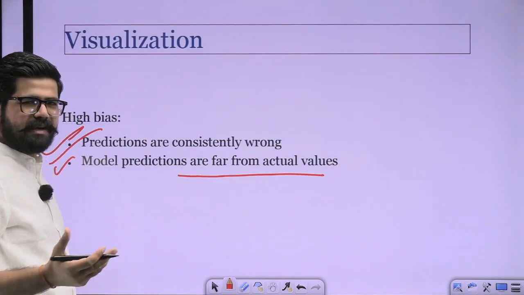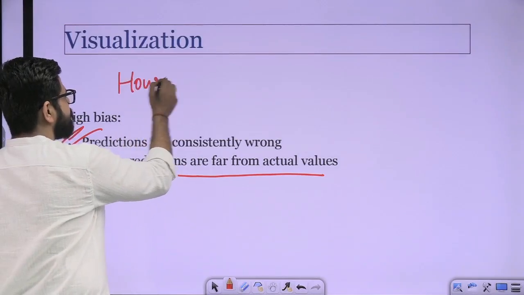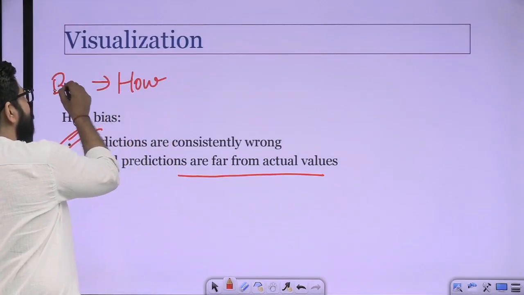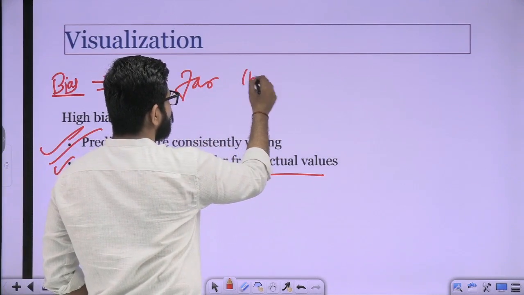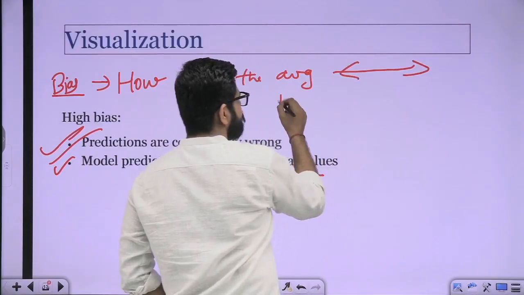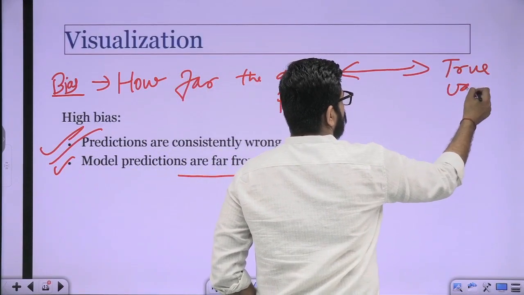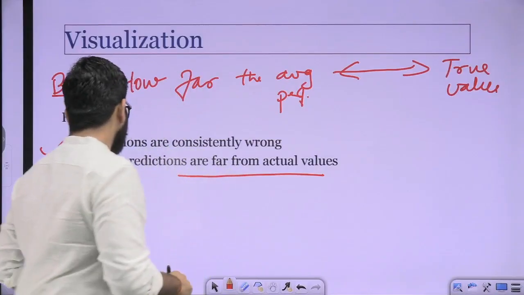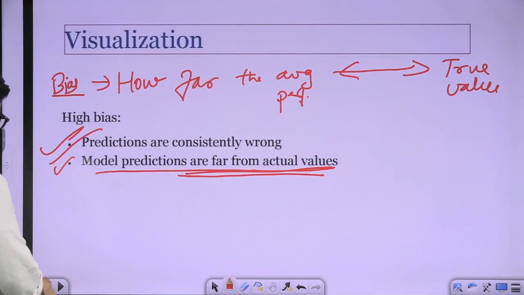Definitely, if the biasing is too high, then as we have already discussed, bias reflects how far the average performance is from the true value. So you can see here model predictions are far from the actual value in this particular case.